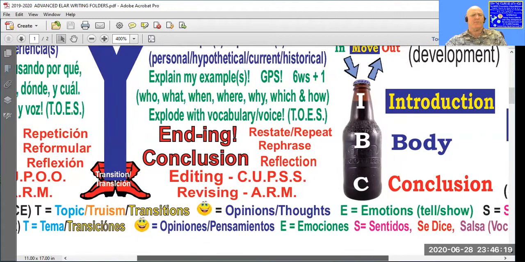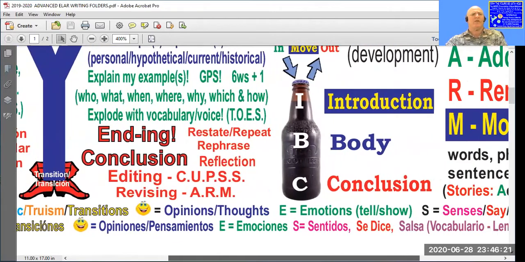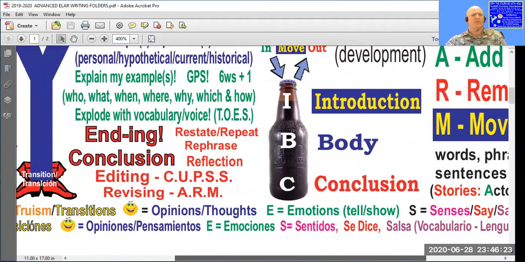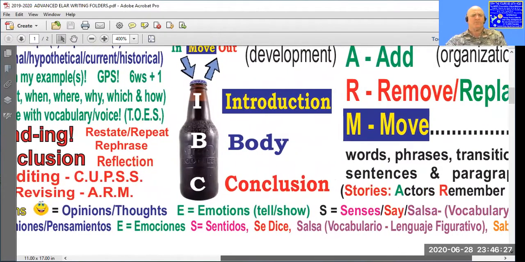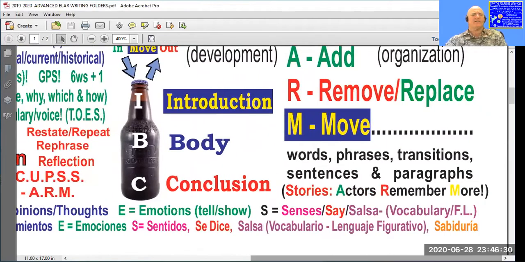Other ways to get voice. What is your opinion about what you're writing about? What are your emotions that you can tell or show? What are your five senses? I want to be able to see, hear, taste, touch, and feel what you mean by your example. What are some things that you might say, or if it's a historical example or a personal anecdote, what is something that was said by someone in your brief anecdote that you're sharing to explain your reason?